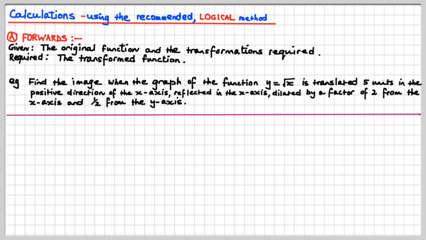Well, goodness gracious, do they want any more? How many is that? Translated 5 in the positive direction of the x-axis, that's one translation. Then reflected in the x-axis, that's transformation 2. Dilated by a factor of 2 from the x-axis, that's 3, and then dilated by a factor of half from the y-axis, that's 4. Okay, we just use the same technique that we've already used.